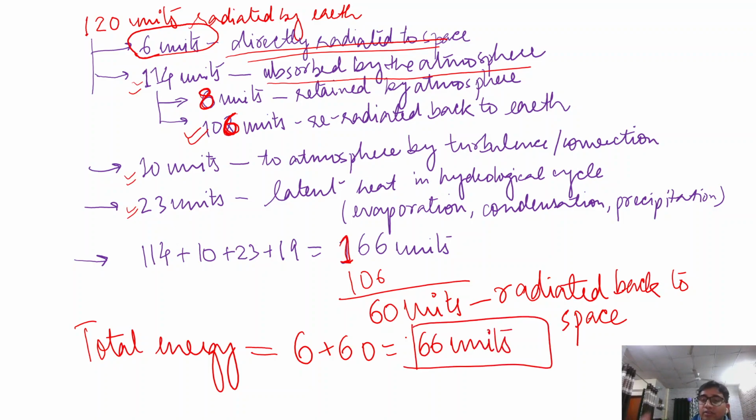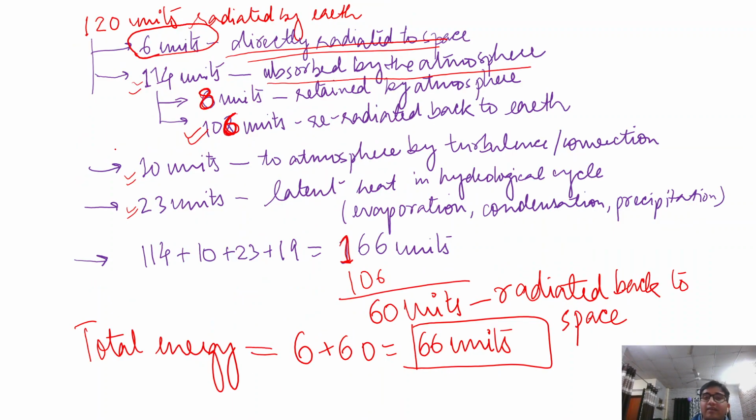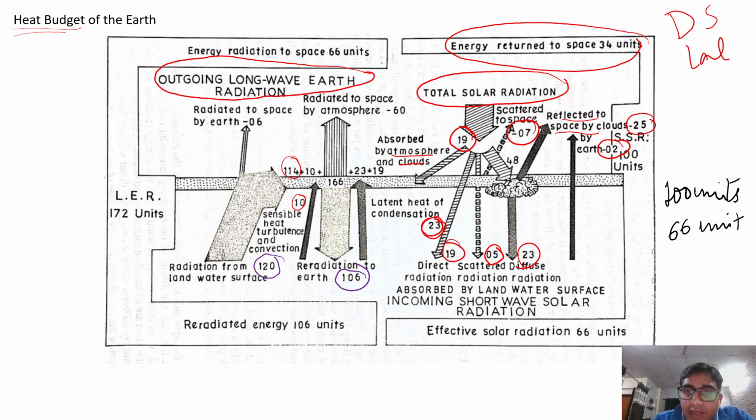units. So we had a total of 66 units coming in, and we have a total of 66 units going out, which means that the heat budget is explained. Okay, this is called the heat budget. Let me show this diagram to you again.